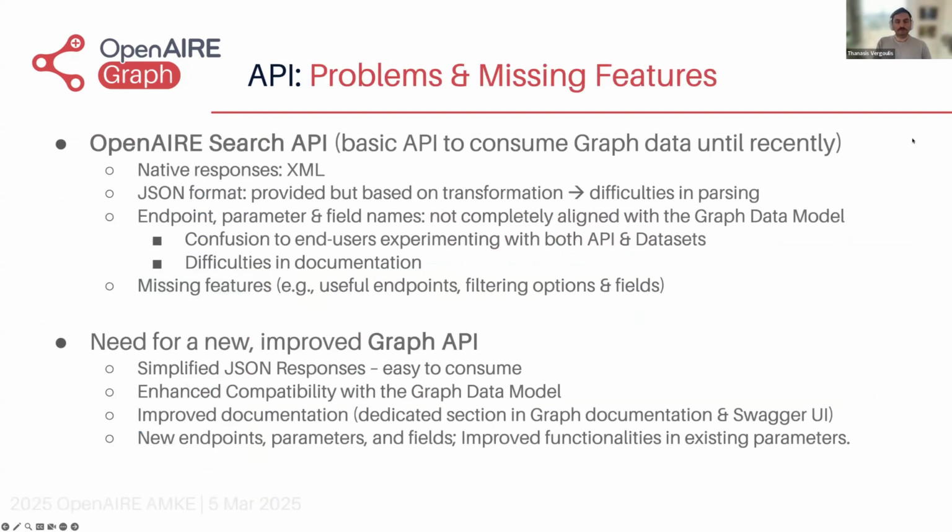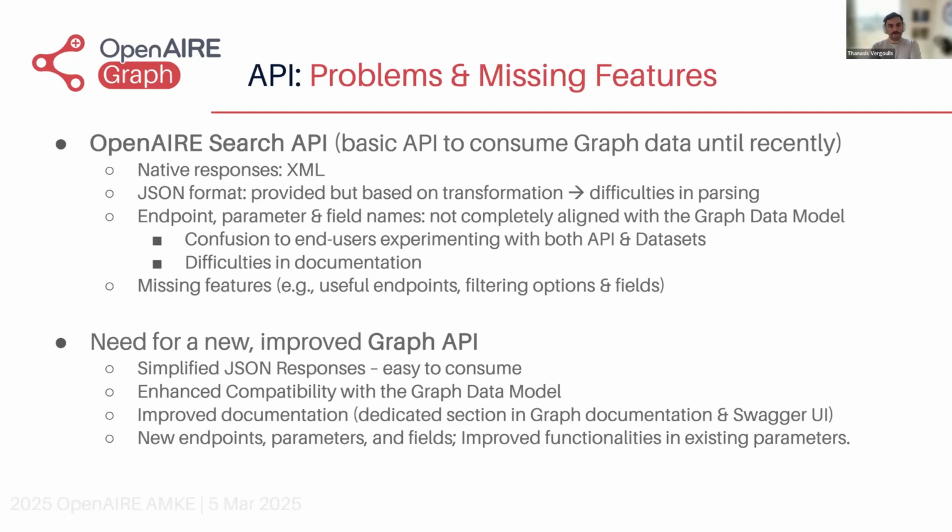And this API was good. As I said, it was used by the OpenAIRE service, but also by third parties. But there were some shortcomings, some drawbacks with this API. First of all, the native responses were in XML, while what we have learned from our end users and developers that are trying to use the API, JSON format is more convenient for them.